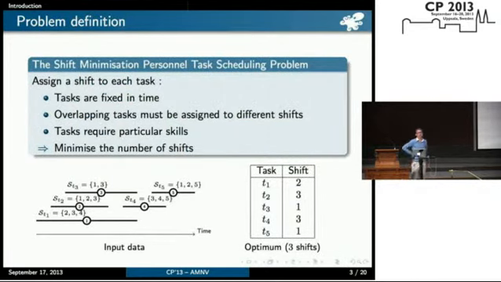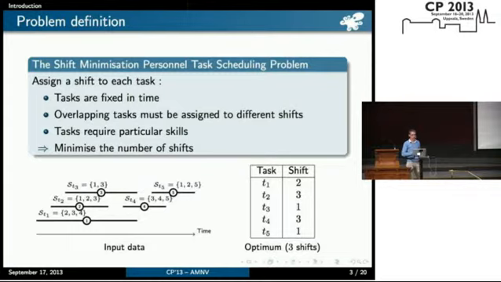This scheduling problem actually occurs when you have a set of tasks and a set of shifts, and the idea is to assign a shift to each task. But you have a few particularities because tasks are fixed in time, and a shift can only perform one task at a time. So overlapping tasks have to be assigned to different shifts. And shifts have some kind of skill requirements, so only a subset of shifts can perform a given task. And the idea is to minimize the number of shifts used in the schedule in order to reduce costs somehow.